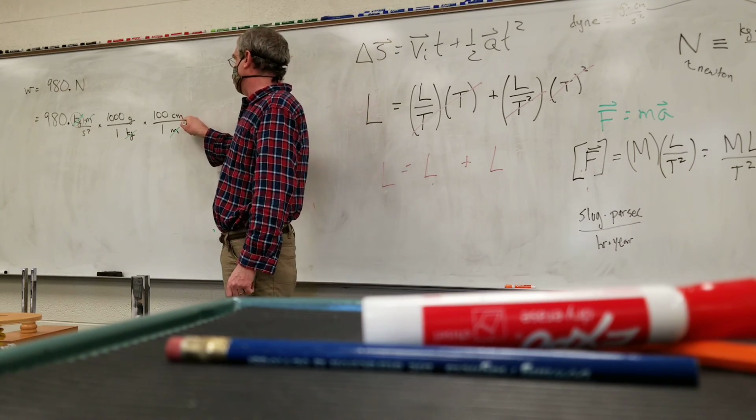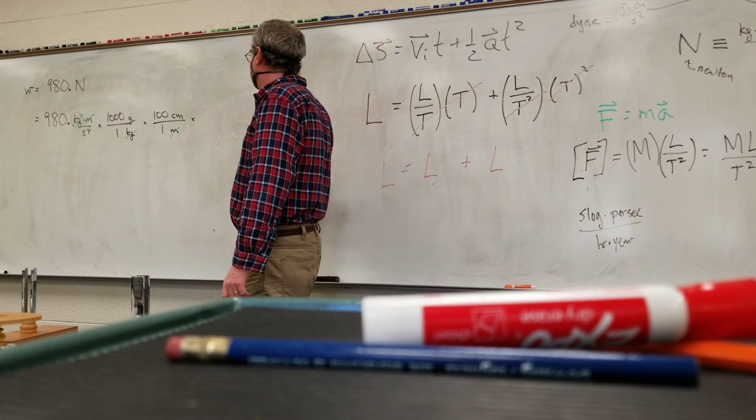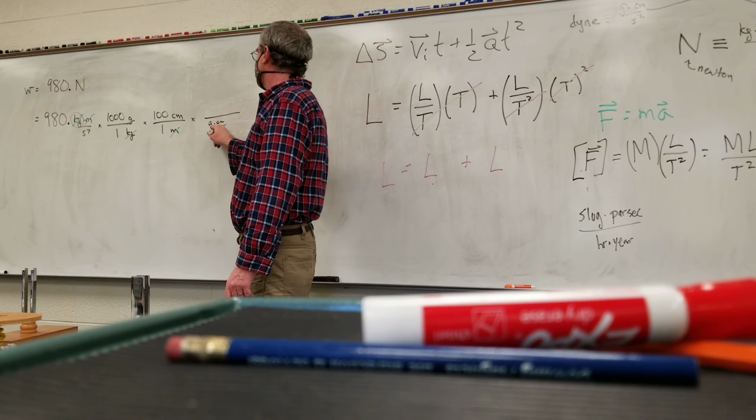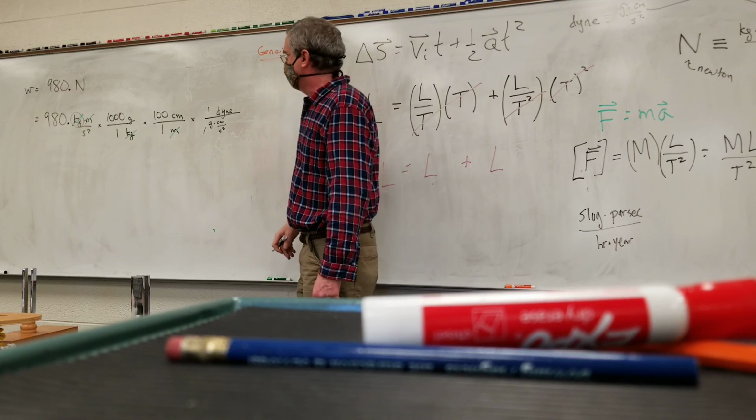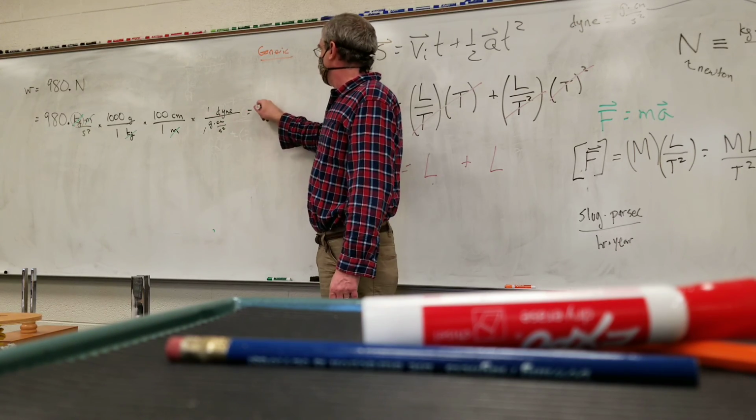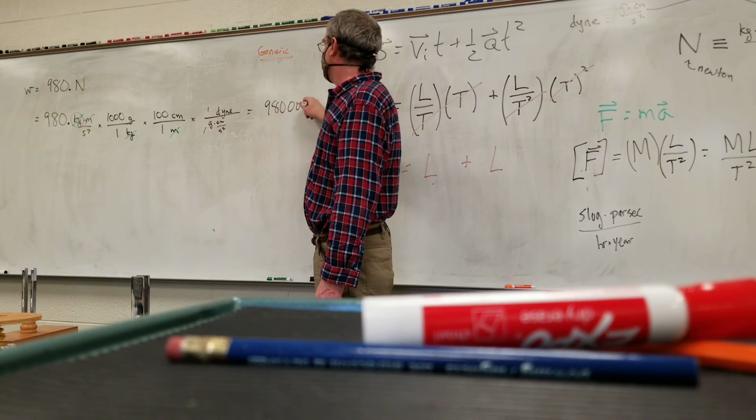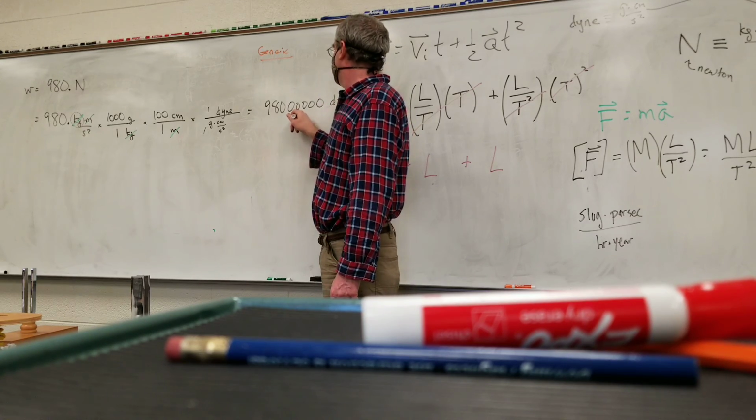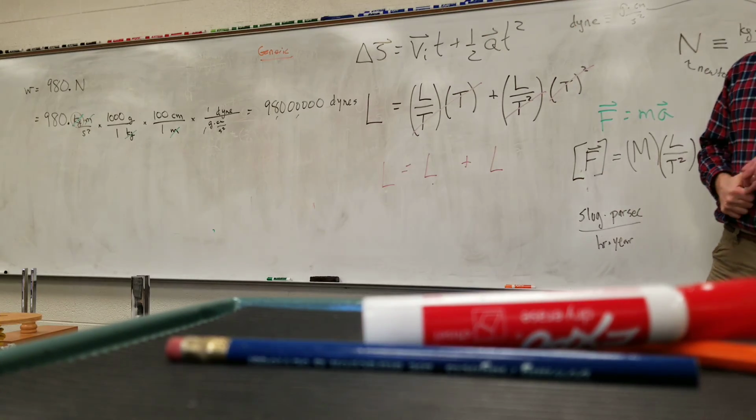So we actually could do one more conversion, depends on how pedantic you want to be. Gram centimeters per second squared per dyne, just to get it in dynes. All right, so we do the multiplication out. So that's the math part of it. So 98 million dynes is my weight.